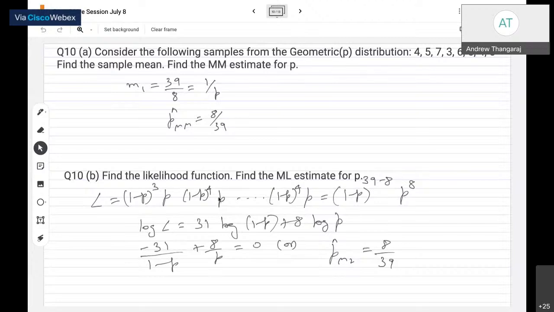So if you multiply these things out, you're going to get (1 minus P) power 39 minus 8. How did I get 39 minus 8? For each of the samples, the (1 minus P) gets raised to the power sample minus 1, right? So sample minus 1 plus sample minus 1 plus sample minus 1, the sum minus 8. Then P gets raised to the power 8. So you just get 31 log(1 minus P) plus 8 log P. So you just differentiate, set equal to 0, and you're going to get 8.